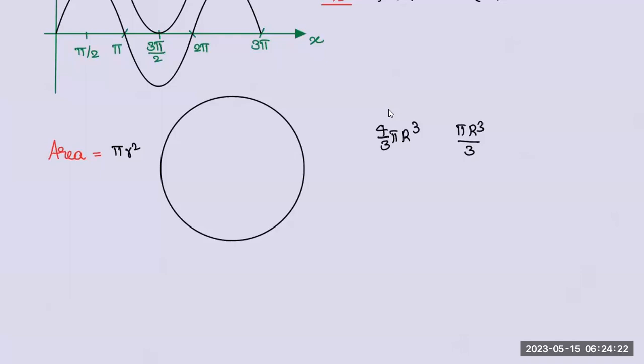We can divide the circle into 16 equal sectors and arrange them horizontally. You'll get a shape like a parallelogram. Okay, good. And the breadth will be equivalent to r. Good.